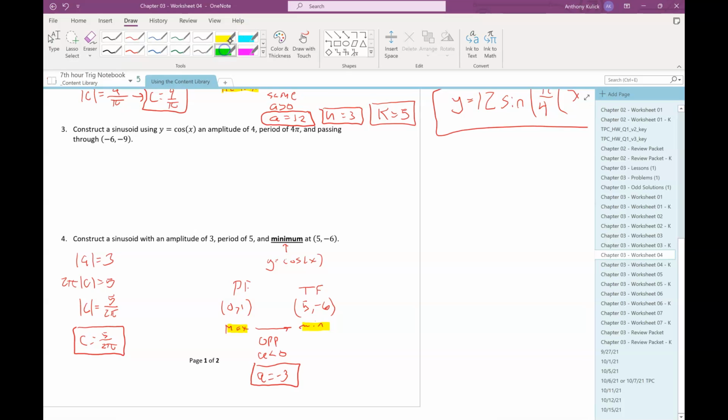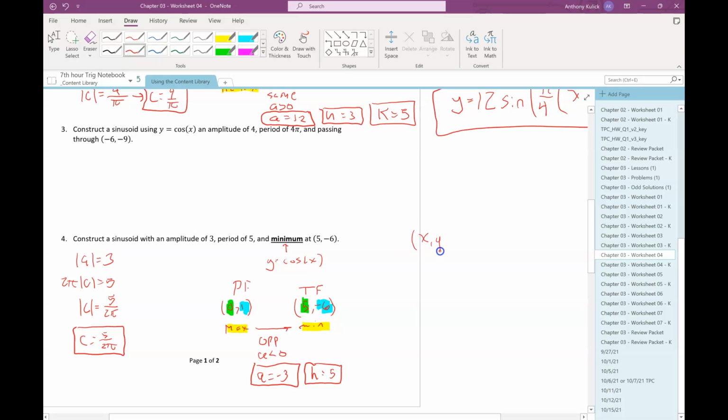To find my H, since the x-coordinate of the parent function is 0, the h is just the x-coordinate from the transform function. That's 5. The tricky part on this one is now going to be finding the k. Note that the y-coordinate for my parent function is not 0. So the y-coordinate for my transform function is not k. How will I find it?